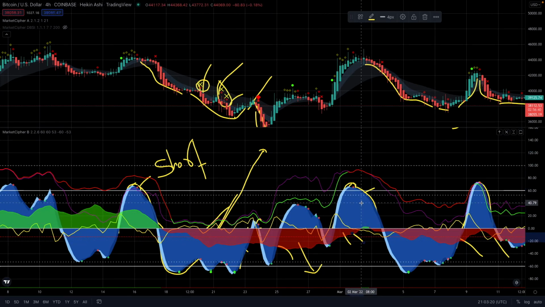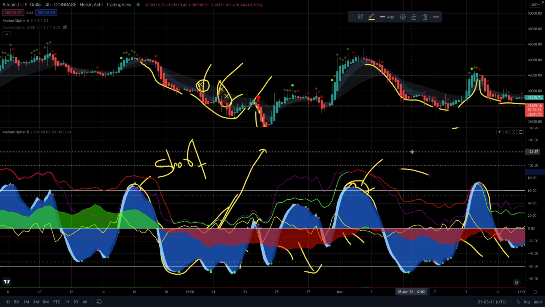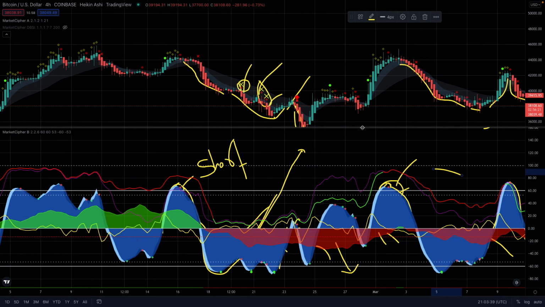And this is another basic strategy if I want to use momentum to trade, using the overbought and oversold strategies. I can scalp and I can swing, and there are so many strategies with MarketCypher. This is one part of it, but I'm trying my very best to show you guys how it works.